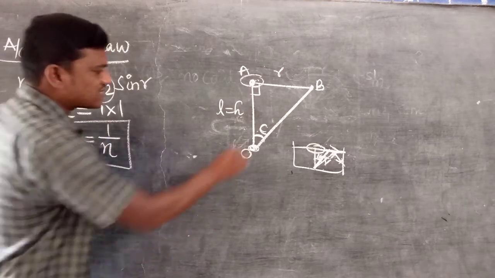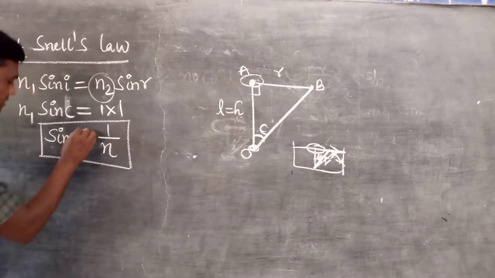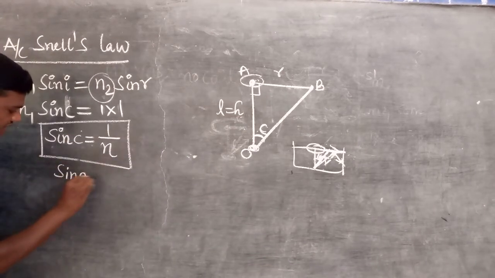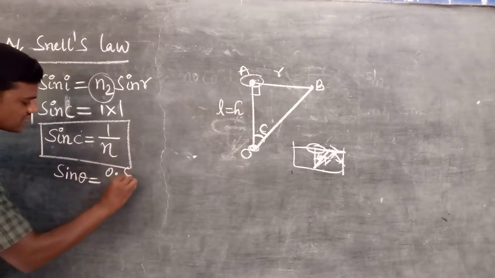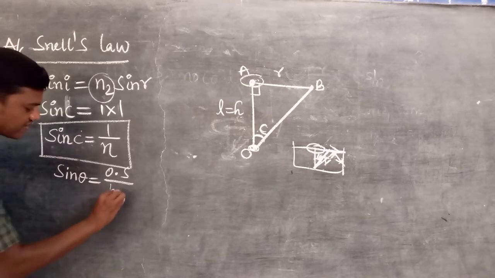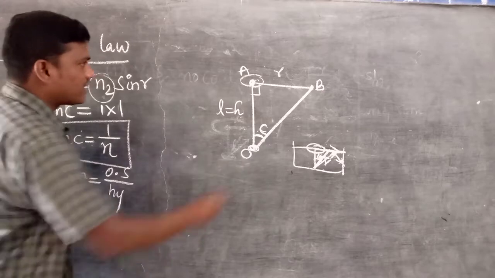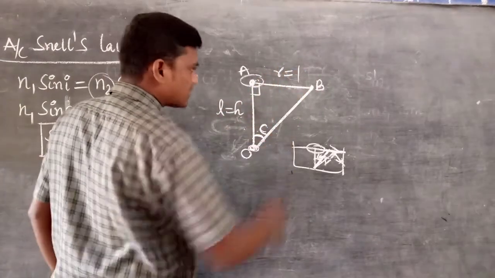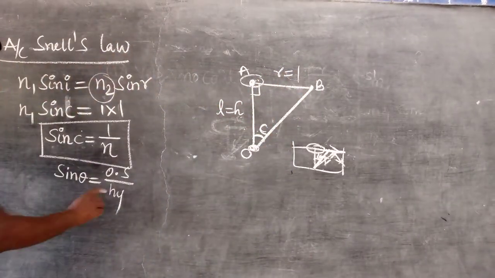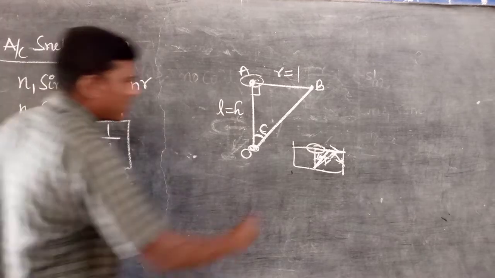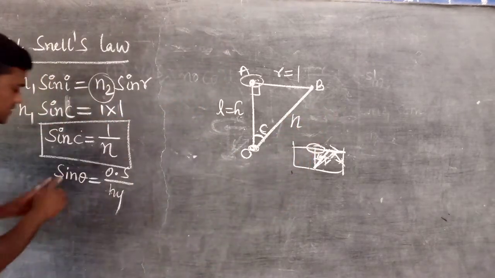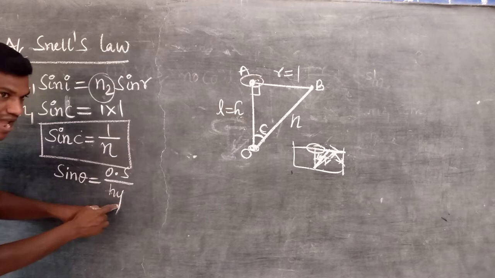Sin C is nothing but sin I or sin theta. Sin theta is equals to opposite side by hypotenuse. So sin C equals to 1 by n. Opposite side is nothing but r, and r is equals to 1. We can set that here. Hypotenuse is nothing but n. So sin theta equals to opposite side by hypotenuse.